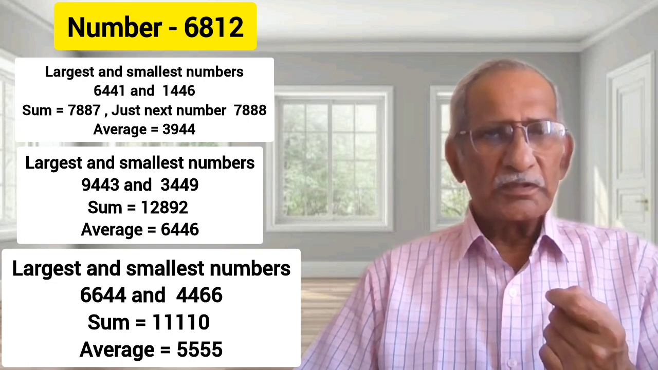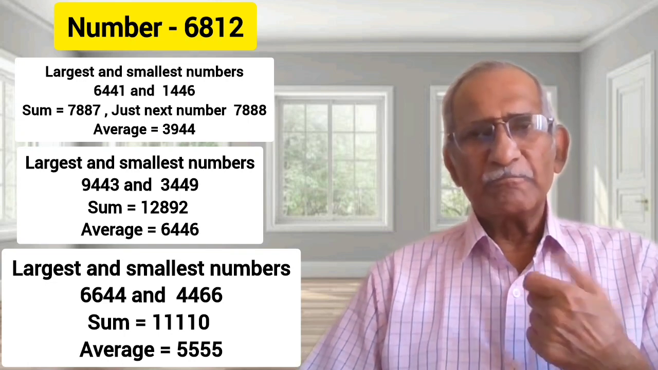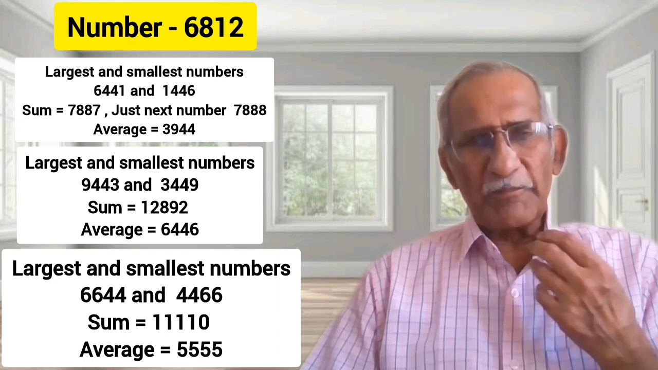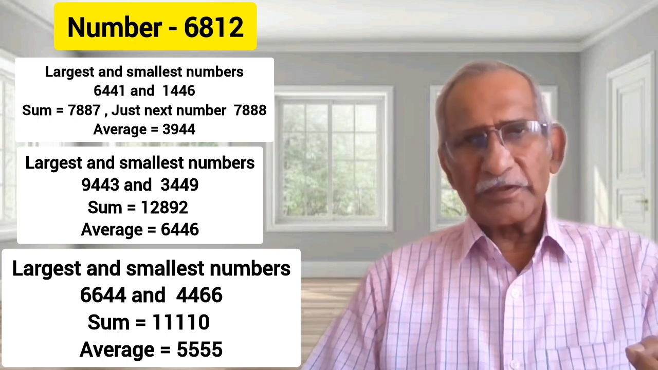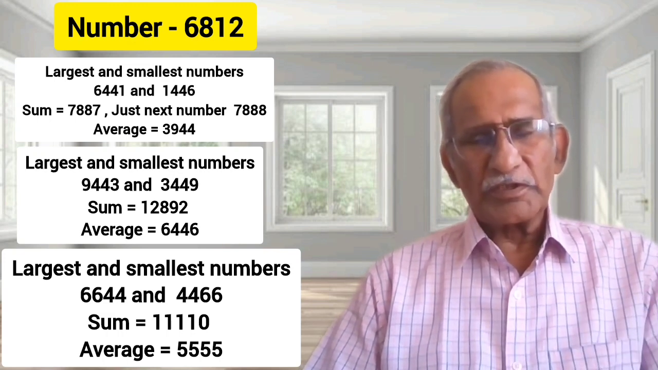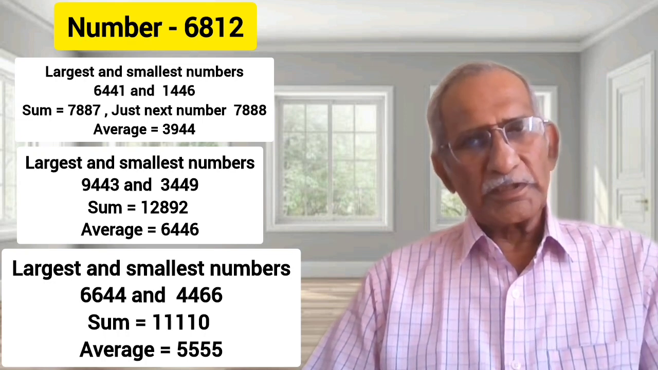The process ends here. The process converges to a number where all the four digits are the same. Here it is 5555. This number may be any one of these as 1111, 2222, 3333, and so on up to 9999.